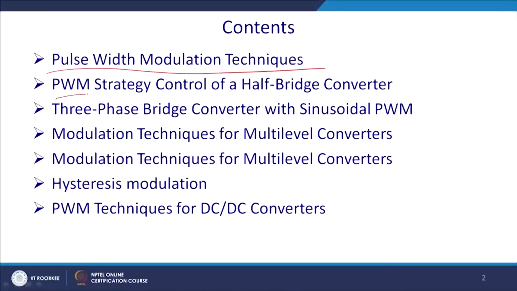Today we will discuss the different kinds of pulse width modulation techniques that are useful, and will be used in the DC to DC converter or DC to AC converter. And on paralleling strategy, first we will check the half bridge converter, followed by the 3-phase bridge converter with sinusoidal PWM, and the modulation technique for the multi-level converter that we require to understand.